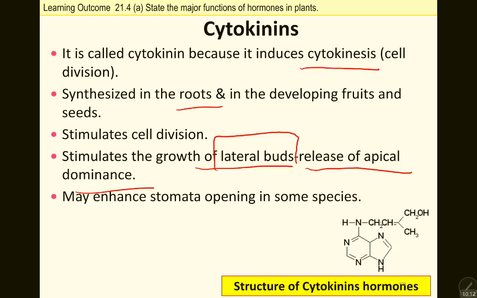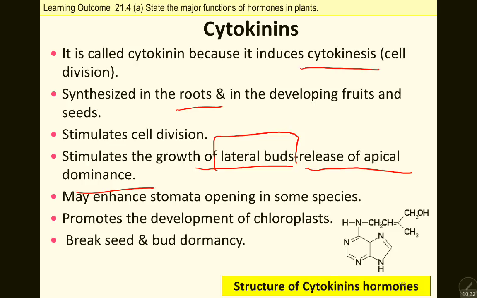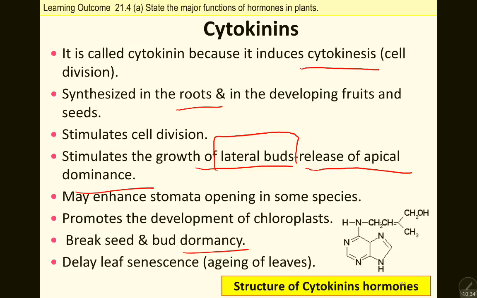They also enhance stoma opening in some species. Alright. Promote development of the chloroplast in the plants. Break seed and bud dormancy. Which one was it just now? Gibberellin just now. Dormancy means sleeping, right? Okay. Delay leaf senescence. Senescence means aging. So aging of the leaf, they can delay. So the leaf will not become yellow very soon.